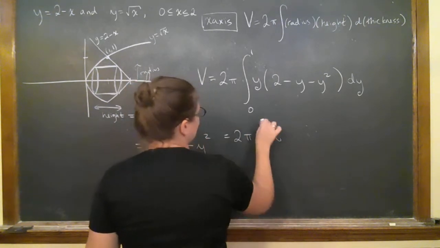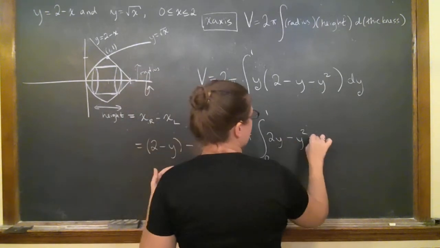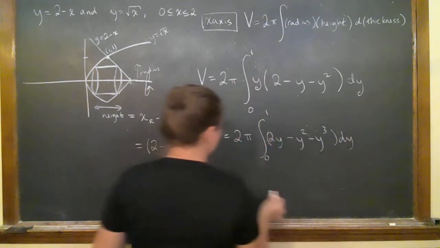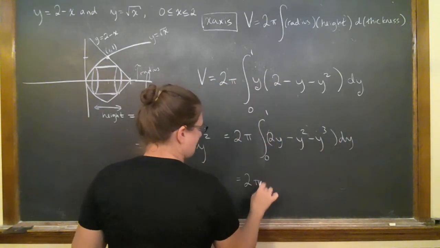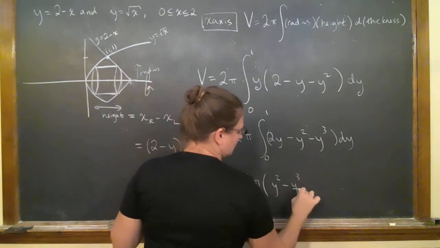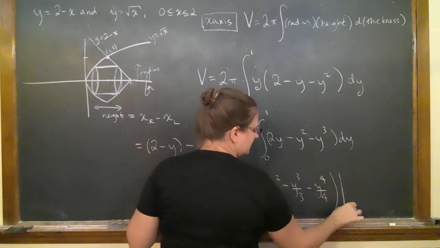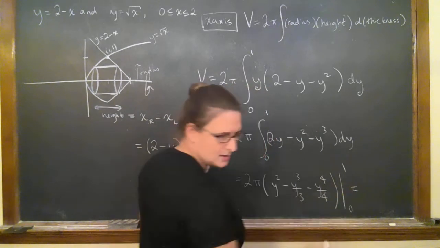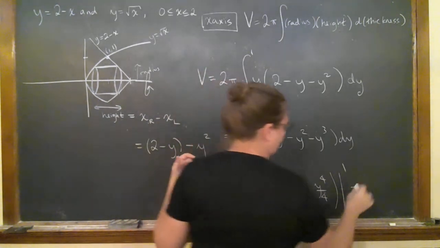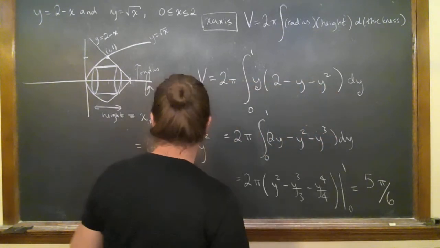Don't go too fast. I did this too. First, I want to just do this. Then I want to actually integrate it. So this is y squared minus y cubed over 3 minus y to the 4 over 4, evaluated from 0 to 1. And I did this somewhere here. 5/6 is the answer. All right.